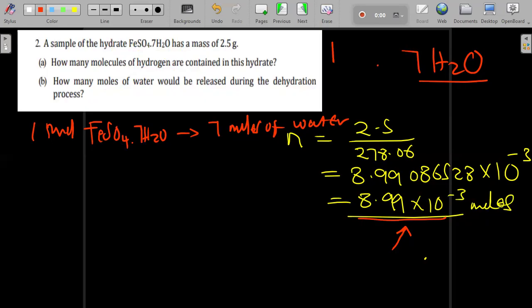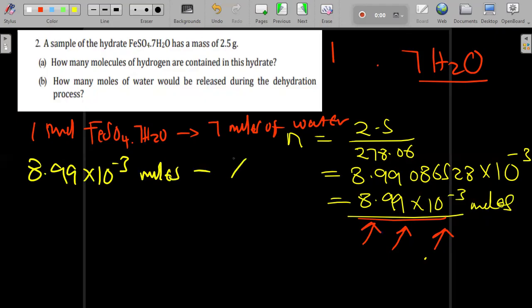Remember, we found the number of moles of it, right? So what if we have these moles here? How many moles of water are we going to have? What if I have 8.99 times 10 to the power minus 3 moles of this compound? How many moles of water am I going to have? You cross multiply: x multiplied by 1 is x, equals this number multiplied by 7. What are you going to get?